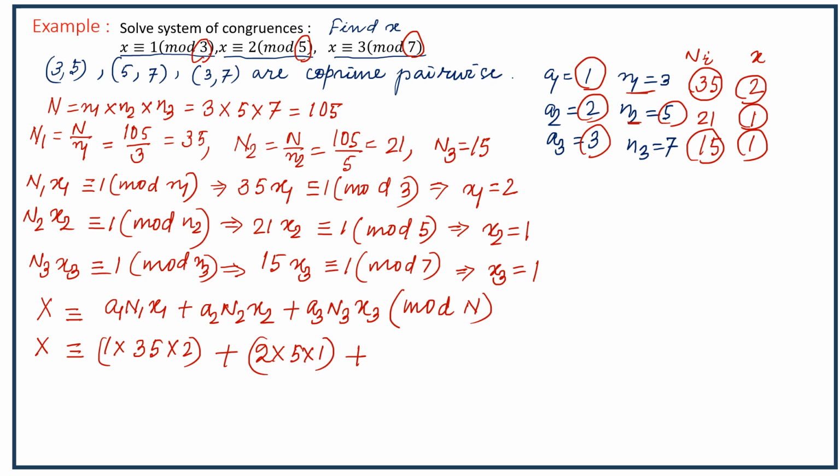It's not, sorry, it is not n2. I made a blunder here. It will be 21 only. It is your 3 into 15 into 1. I'm sorry. So whole modulo n, and n is how much? n is equal to 105.